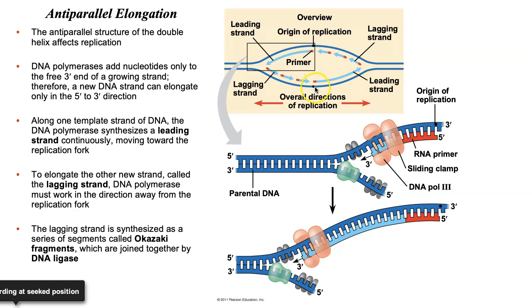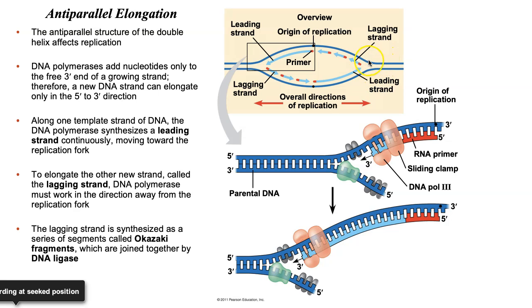Because we have anti-parallel elongation, both the top and the bottom anti-parallel strands need to be replicated. So on this strand, again, this is moving toward the replication fork, and this is in the 5' to 3' direction. So this is our leading strand. As we open up this DNA, this is just going to continue to replicate this parent strand.